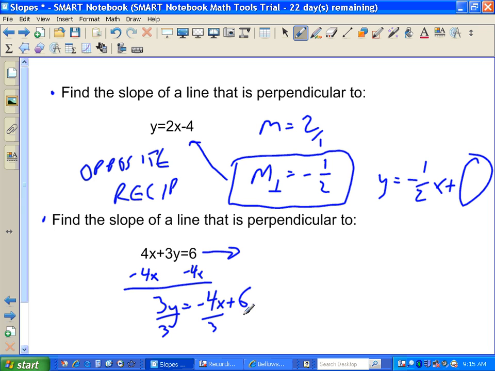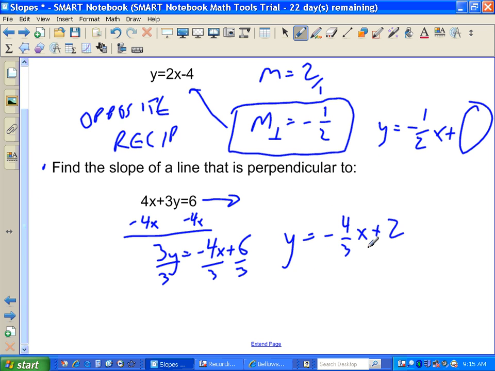Divide everything by 3. I get y equals negative 4/3 x plus 2 divided by 3. Okay, and I know everybody loves to turn that into a decimal. We don't need it to be in a decimal. Remember, changing slopes to decimals doesn't really help us. This keeps us in rise over run. So the slope of this line is negative 4/3.